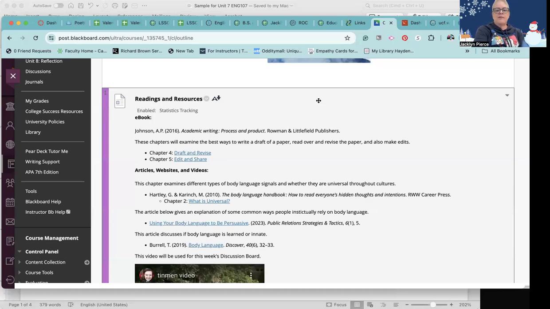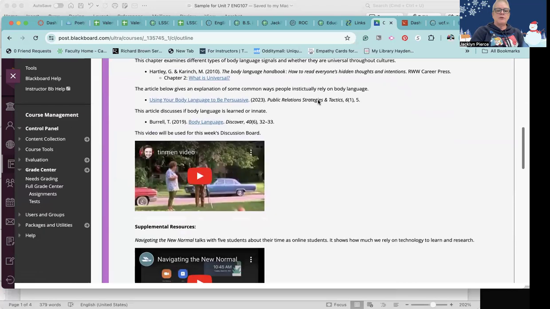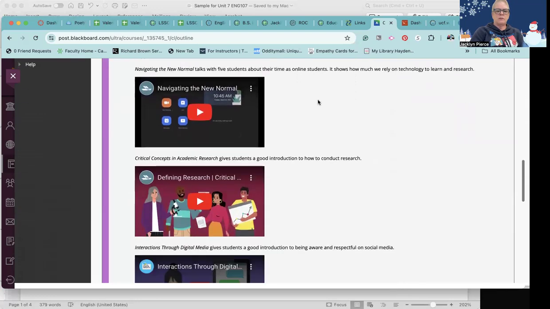Then there's an article about that in terms of being persuasive. You're using your body language to be persuasive. And then we have an article on this one's kind of interesting to me, whether body language is something we learn or it's something that comes naturally. So that's kind of fun. And then finally, you've got, there's more than two.